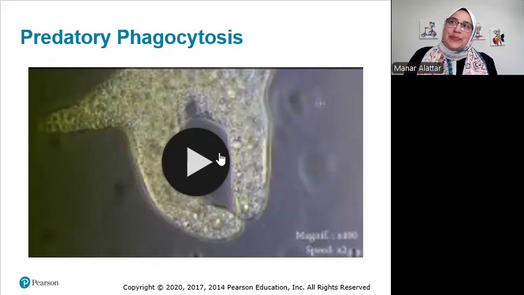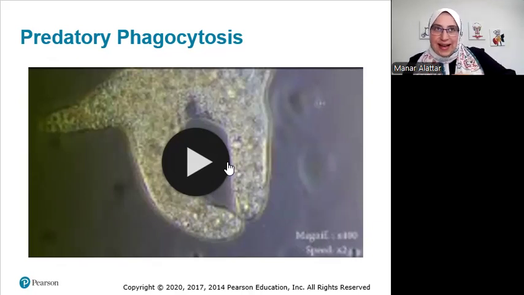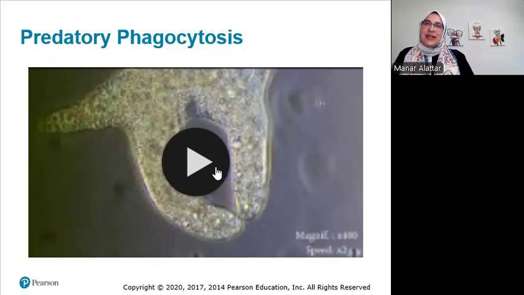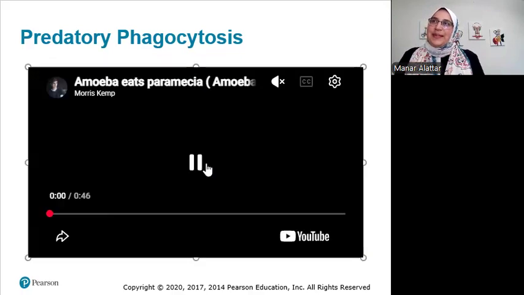Okay, and so essentially the amoeba is going to move and then recognize what it wants to take out, then start to ingest it and actually take it over and eliminate it, or in the case of the amoeba, ingest that prey item.